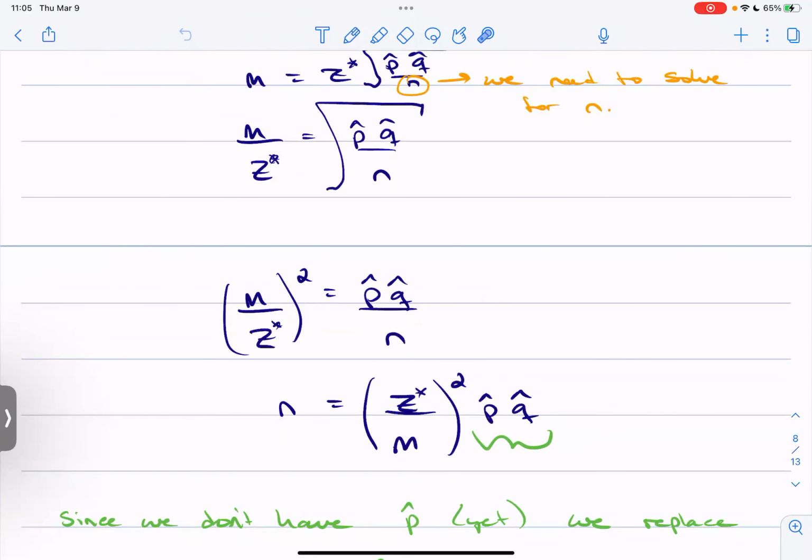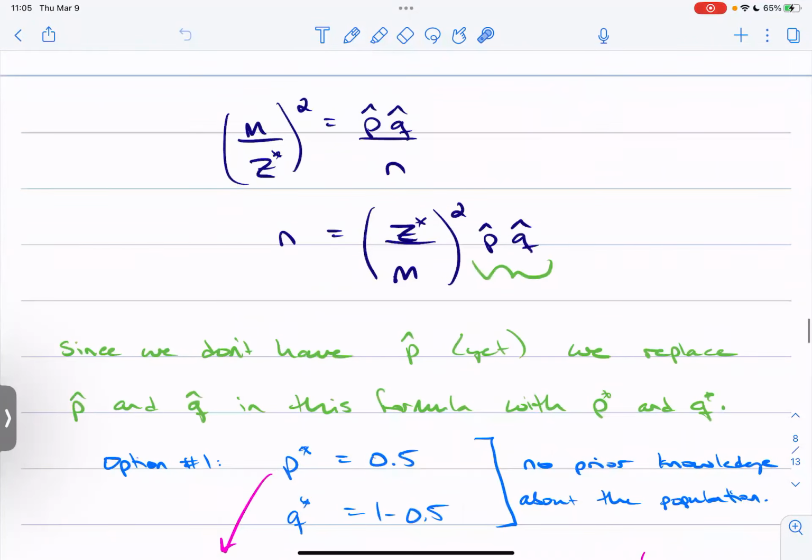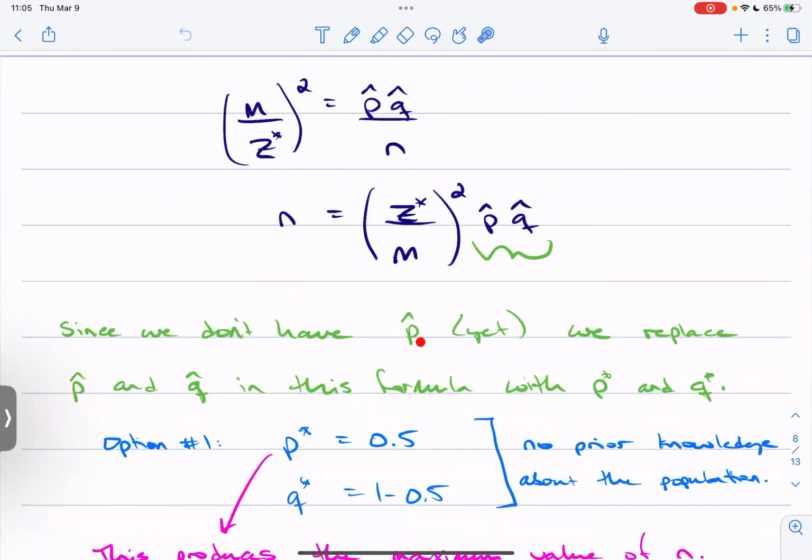So what we said was, well, this is before I've calculated a sample, which means I'm not going to have a sample proportion, p hat. So that's kind of a problem, right? Kind of horse before the carriage type of deal. So we don't have p hat yet. So what we do is we replace p hat with p star and q star.